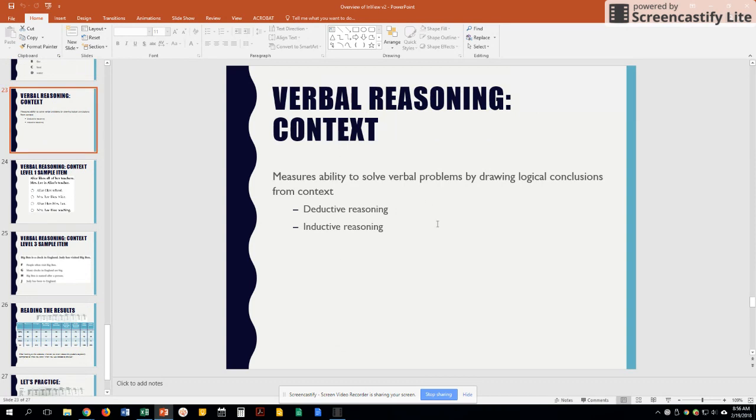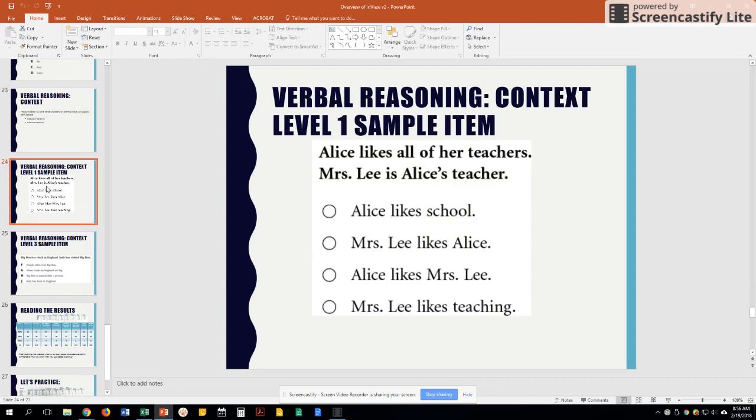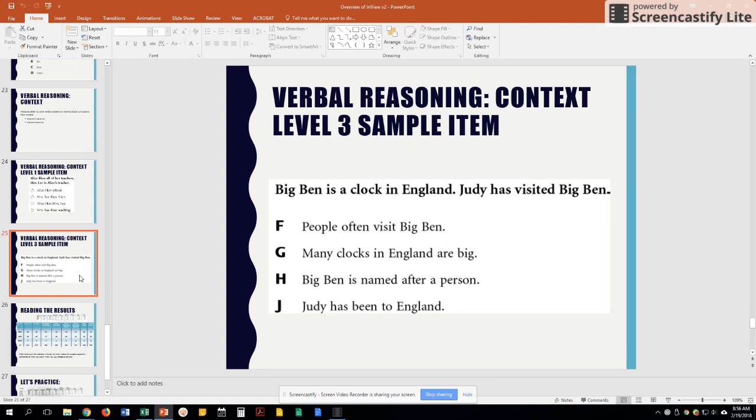In terms of verbal reasoning context, they have to solve problems by drawing conclusions, using deductive and inductive reasoning. For example, Alice likes all of her teachers. Mrs. Lee is Alice's teacher. Thus, Alice likes Mrs. Lee. A little more complex example. Big Ben is a clock in England. Judy has visited Big Ben. Thus, we know that Judy has been to England. It's just a thinking skill.